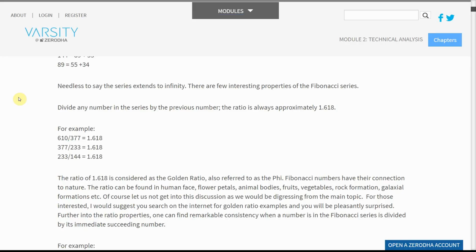377/233 equals 1.618. 233/144 equals 1.618. The ratio of 1.618 is considered the golden ratio, also referred to as phi. Fibonacci numbers have their connection to nature. The ratio can be found in the human face, flower petals, animal bodies, fruits, vegetables, rock formations, galactic formations, etc.